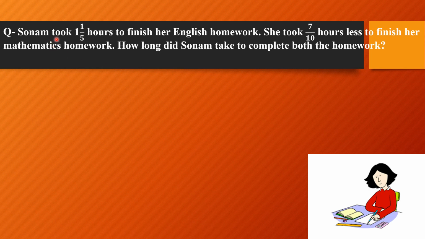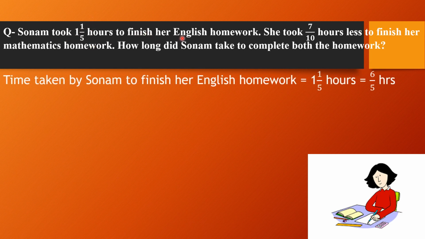So here Sonam took 1 and 1 by 5 hours to finish her English homework. It means time taken by Sonam to finish her English homework equals 1 and 1 by 5 hours. We will convert this mixed number into improper. 5 ones are 5 plus 1, 6 by 5 hours. Now the next thing is given. She took 7 by 10 hours less to finish her mathematics homework. So whatever the time she used to take to finish English, the time of mathematics homework is less.